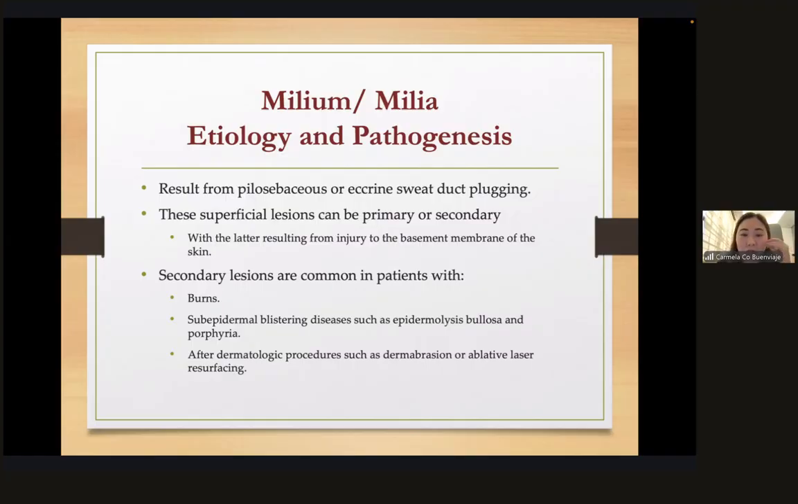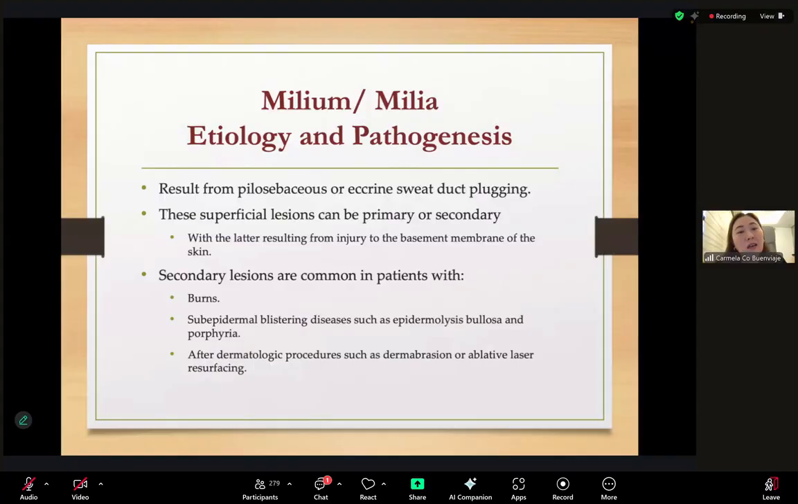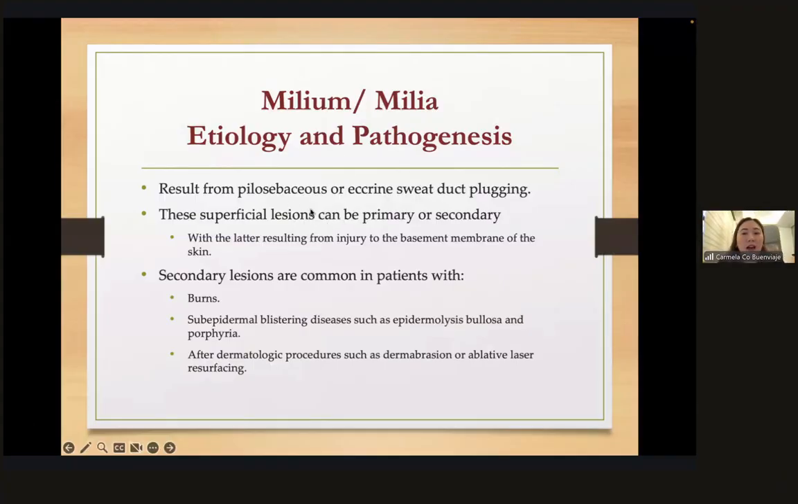So eventually, some of the sweat ducts can become damaged, injured at the basement membrane, and will eventually lead to milia formation. Secondary lesions are common. Aside from scrubbing, they can also occur in burns or in those with subepidermal blistering diseases such as epidermolysis bullosa and porphyria, and even after dermatologic procedures such as dermabrasion or ablative laser resurfacing. So anything that's traumatizing to the skin can cause milia development, which is pilosebaceous or eccrine sweat duct plugging.